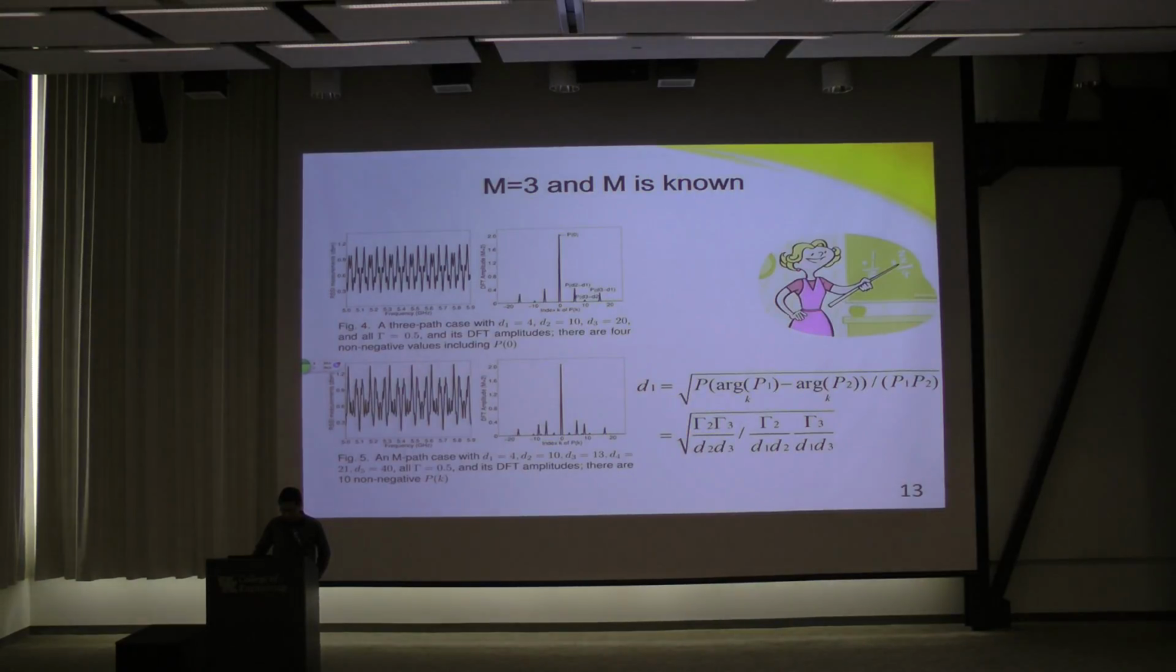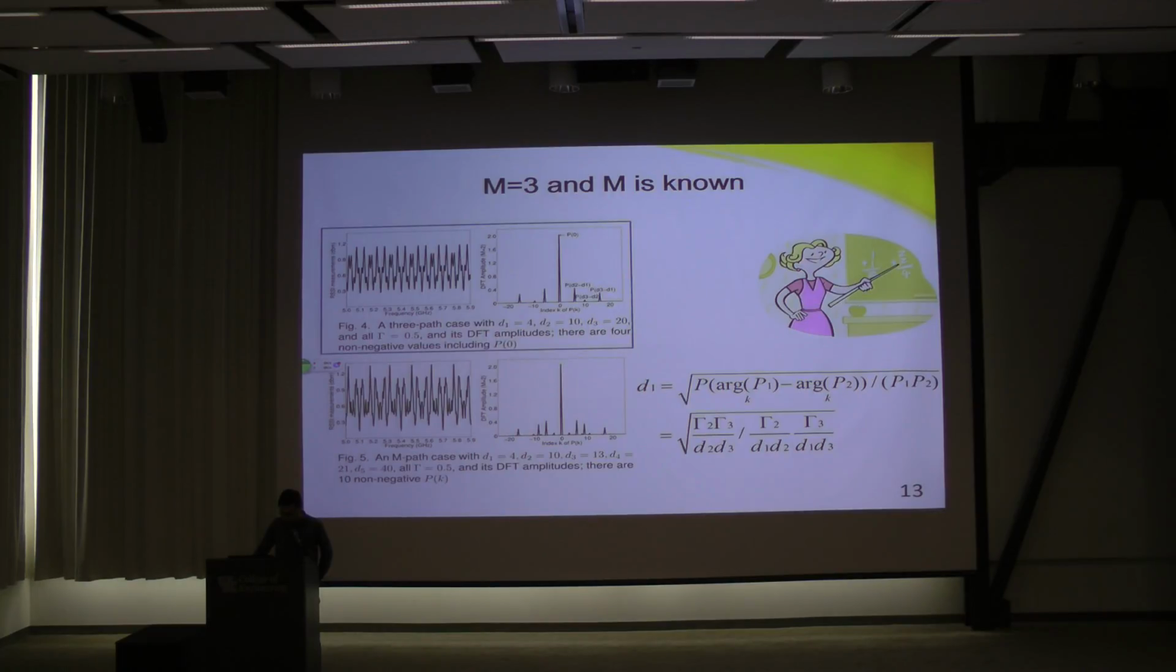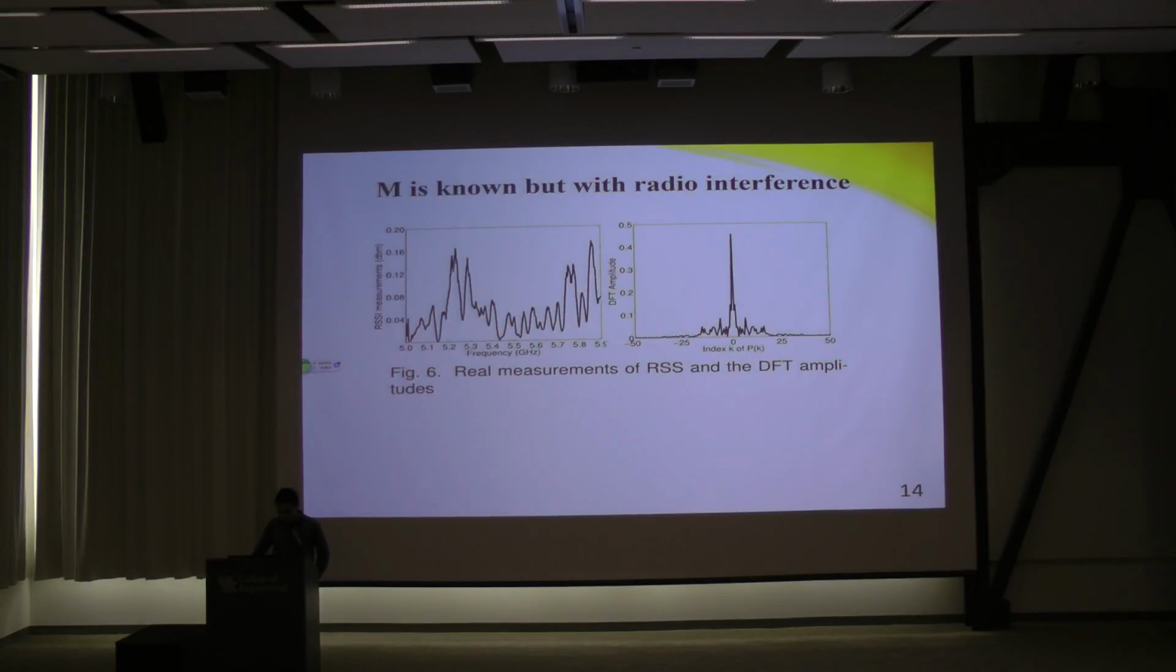And if m equals 3 or m is unknown, we can get P1 like this and P2 like this, and these parameters here, and we can compute the line of sight path D1. But because an indoor environment is very complex, we do not know how many paths there are between the sender and the receiver.